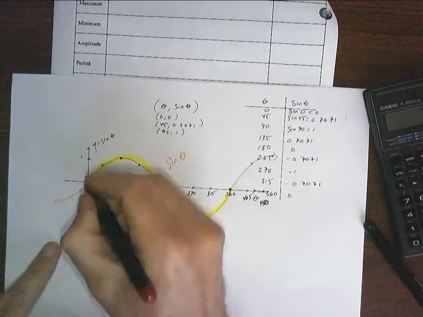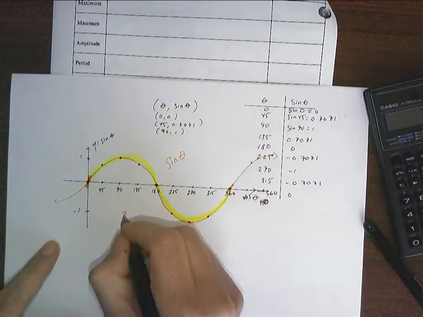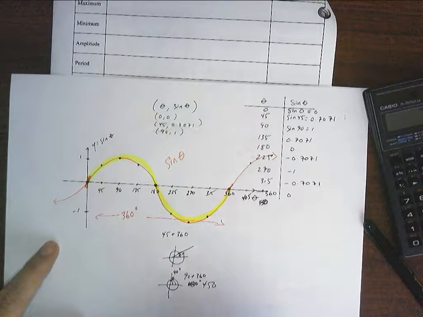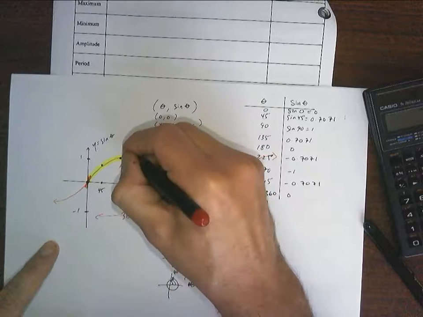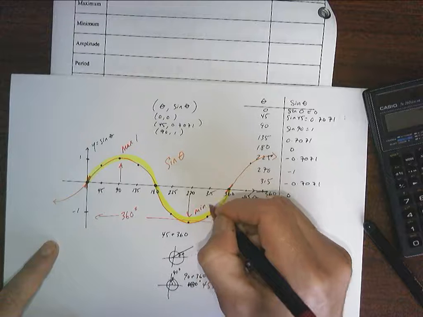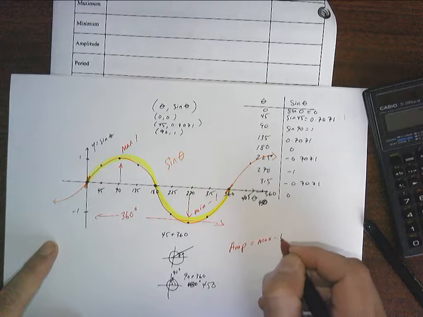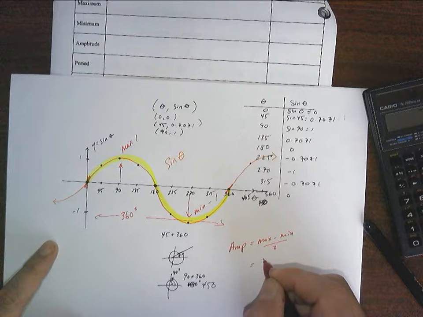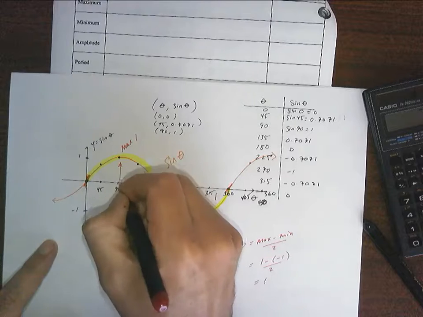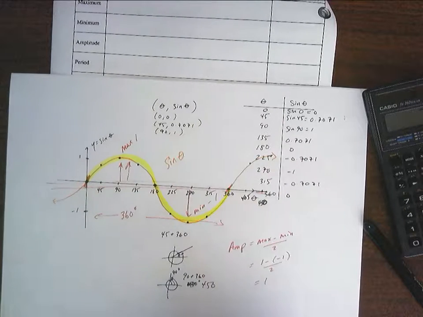The distance it takes to go from here to here is called its period, and that's going to be 360 degrees. That's how far it is between 0 and 360. And its amplitude, its maximum, is 1. Its minimum is -1. So its amplitude is going to be max minus min divided by 2. 1 subtract -1 over 2 is 1. And that's talking about the distance from the horizontal up and the horizontal down, and that's the amplitude for this function.